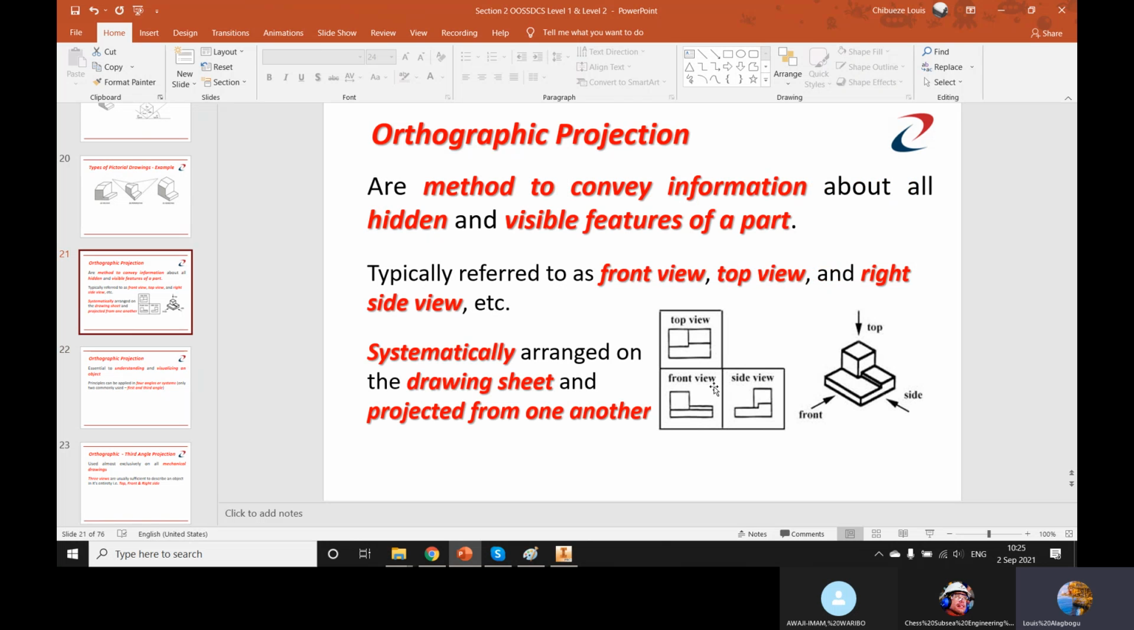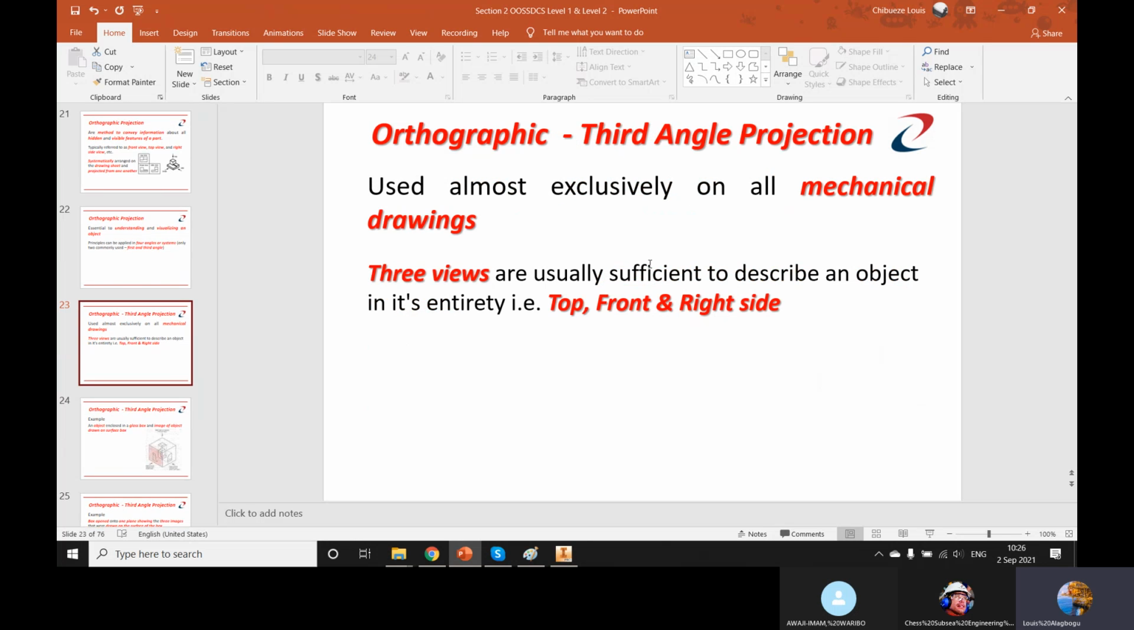This is third angle projection. What was shown here was third angle projection. But in first angle, there's usually a switch between the positions of the front and the top view. So the third angle is the more commonly used one. It's used almost exclusively on all mechanical drawings. 3 views are usually sufficient: top, front, and side.